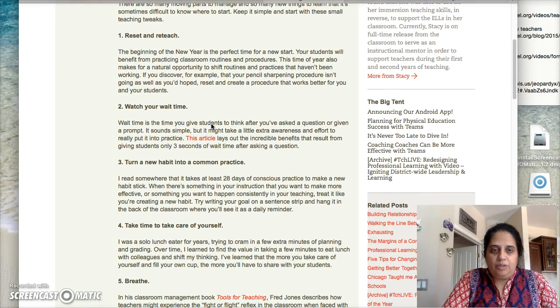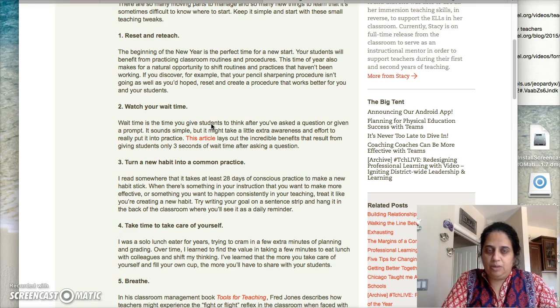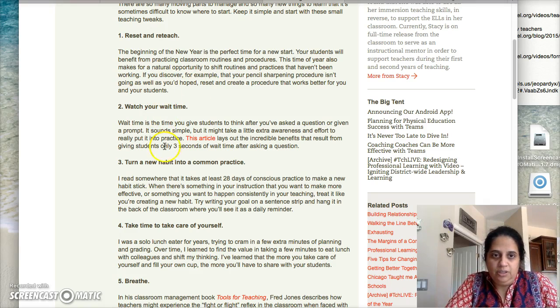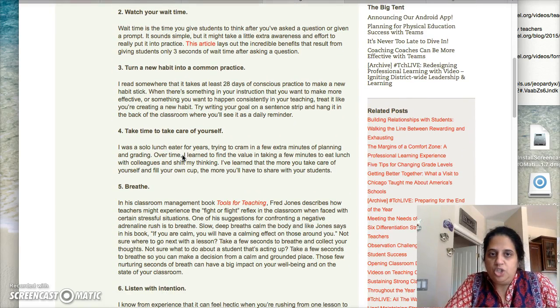So the first point she talks about is reset and reteach. She's saying that when the students come back after New Year, the teacher has had enough time to see some classroom routines and procedures, and she may realize that some are working and some aren't. It's a good time to reset and create other procedures that might work better for the class and for the students. Number 2 is watch your wait time.